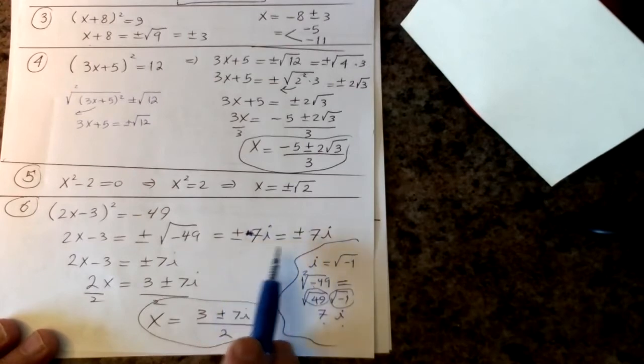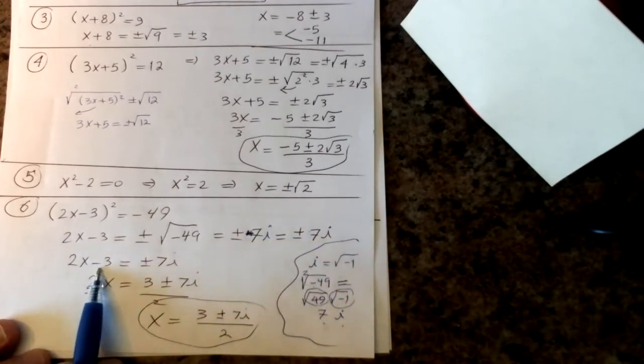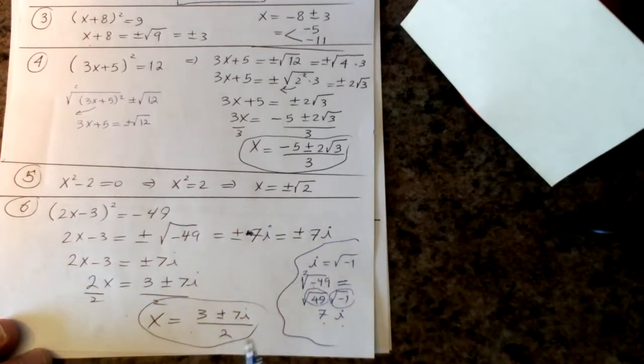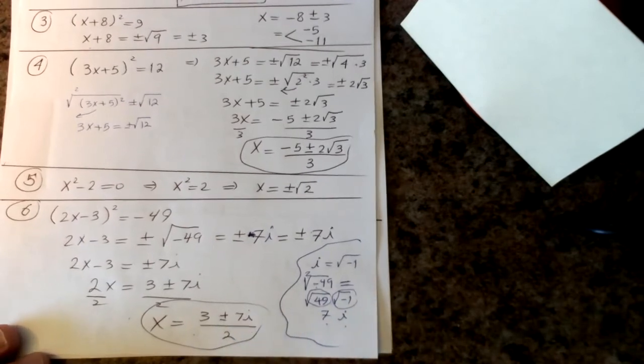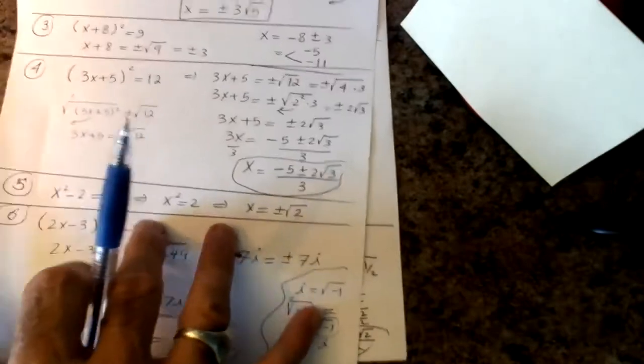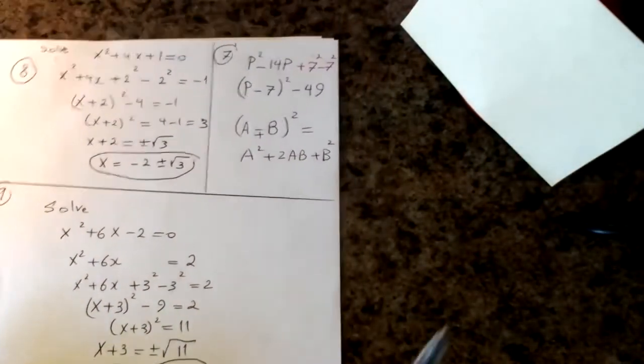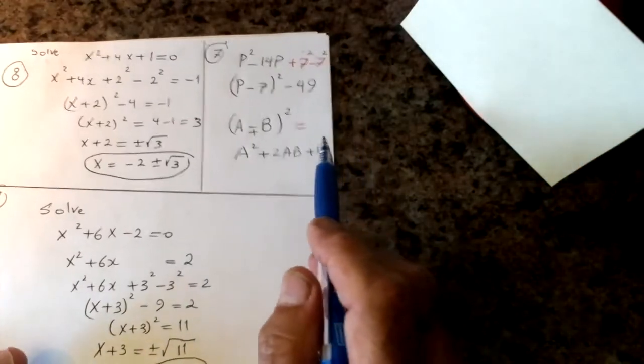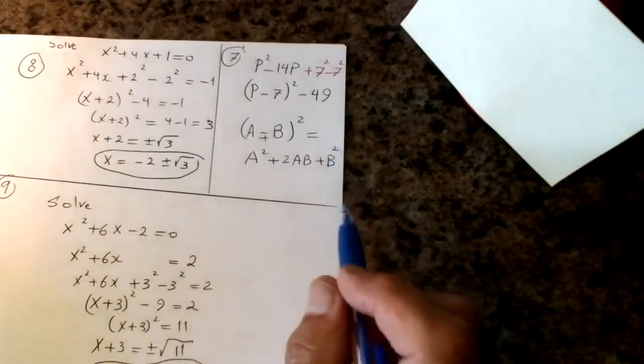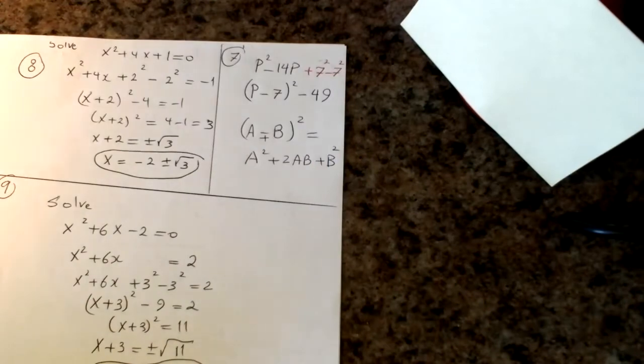So plus or minus 7i, and then for the rest you just take the 3 to the other side and divide by 2. So that gives you the value of x. x is 3 plus 7i divided by 2, and 3 minus 7i divided by 2. Now, this is the second method. They call it the method of completing the square.